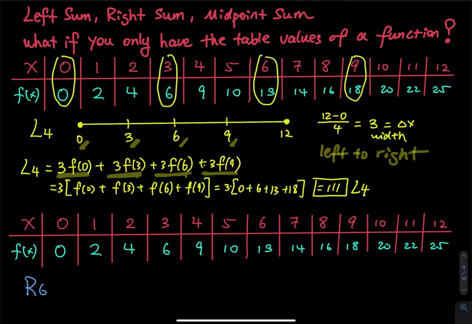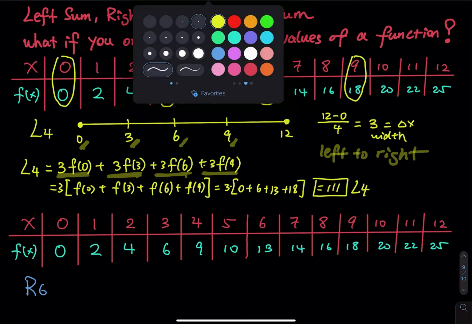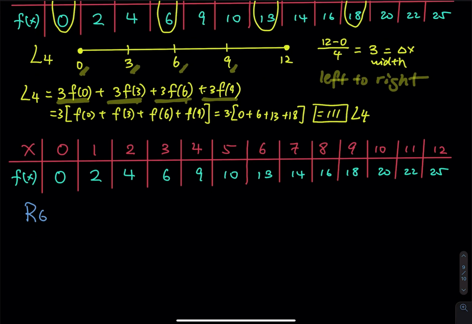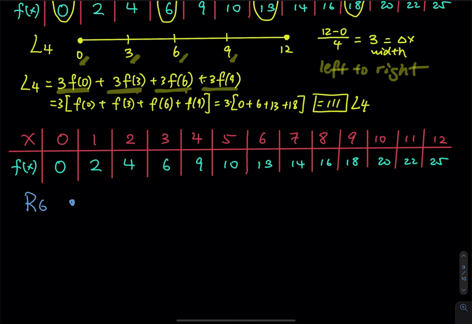Okay, what about right sum? So let me do right sum. This is a 6, so you have to draw another segment from 0 to 12. You have to break this into 6 intervals, right? So from 0 to 12, how wide is the interval? 12 minus 0 divided by 6, that is a 2, so that is my delta x. That means you have to cut the line 5 times to get 6 intervals, so that will be 1, 2, 3, 4, and 5. So 0 plus 2 plus 2 plus 2 plus 2 plus 2 plus 2.